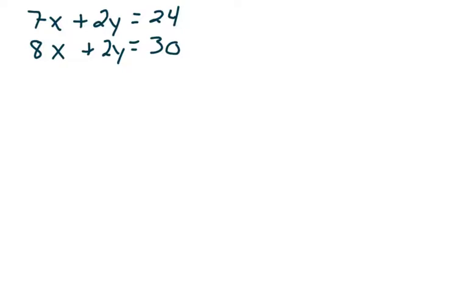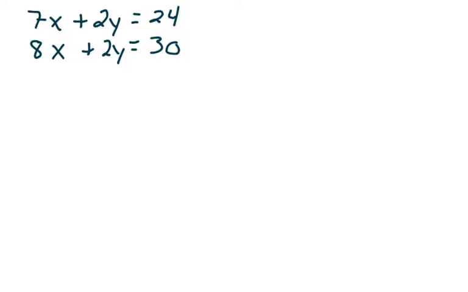Now on y's, it's really awesome because the coefficients are the same. The coefficients on the y's are both 2's. So that's awesome. However, I need one of them to be a negative 2 so that they cancel out when we add them together. So I just need to change my sign from a positive to a negative. In order to do that, we just multiply through by a negative 1.